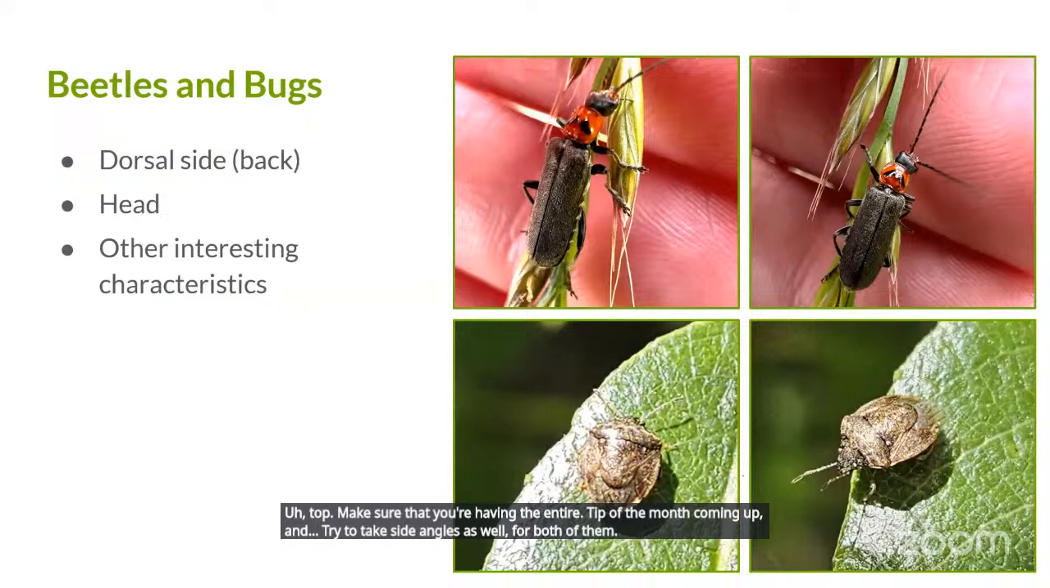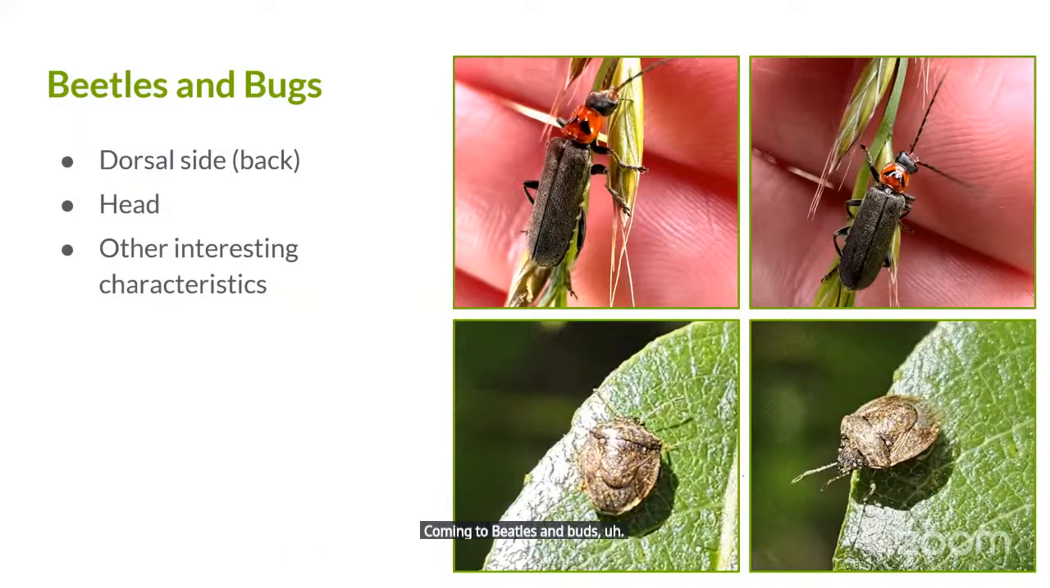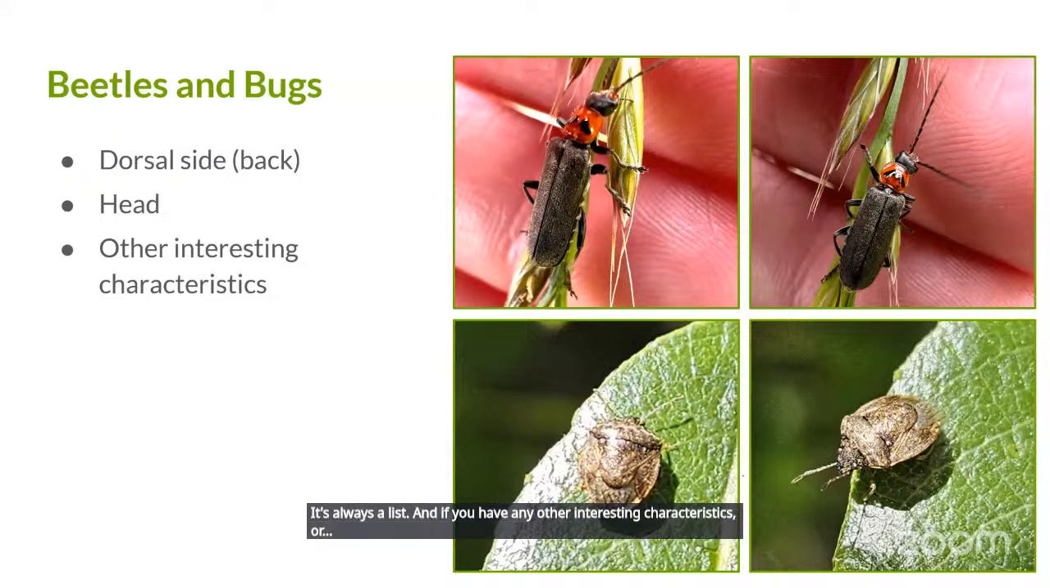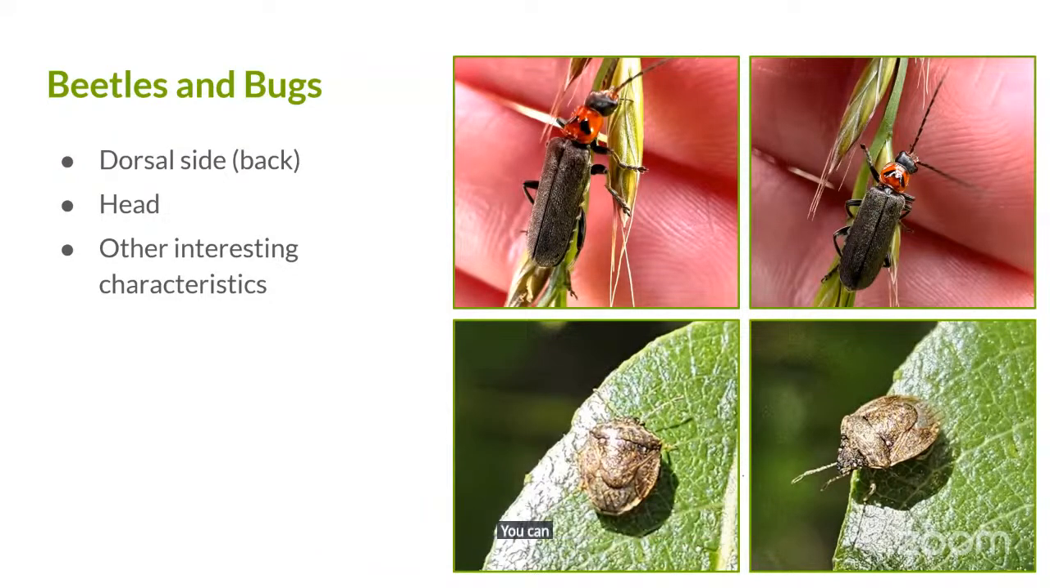Coming to beetles and bugs, take photographs from the top, photos of the head, and side angles as well. It's always suggested. And if you see any other interesting characteristics or markings and think, okay, this looks unique, you can take a photo of those angles as well.